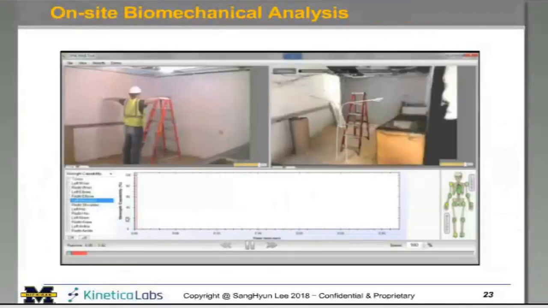So we talked about the 3D, and this is where we are heading right now. What I'm interested in, in the end, is on-site biomechanical analysis. What I'm interested in is a tool that can be applied to the field without any big problems. So I'm trying to move toward interaction for on-site biomechanical analysis.